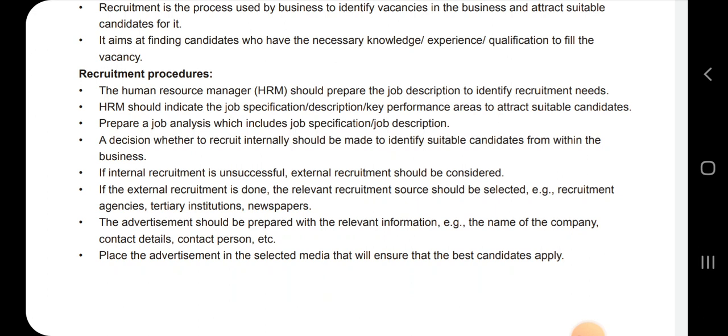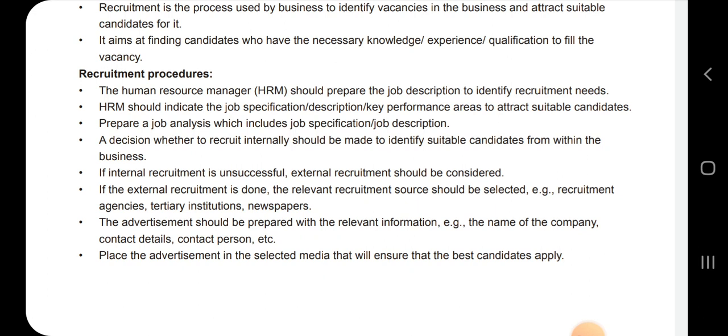If internal recruitment is unsuccessful, external recruitment should be considered. So if within the business we cannot find a suitable person to fill this vacant position, then we should consider going outside. That's where we go to newspapers, we go to recruiting agencies, outside people, to invite them inside so that they can apply.